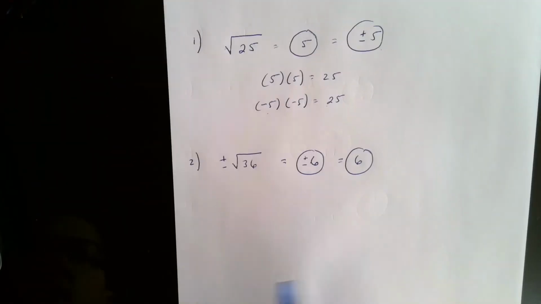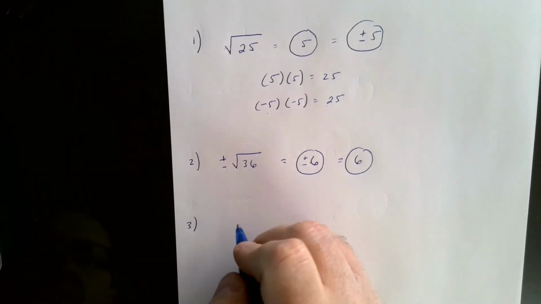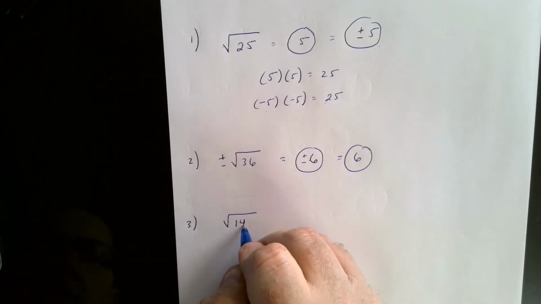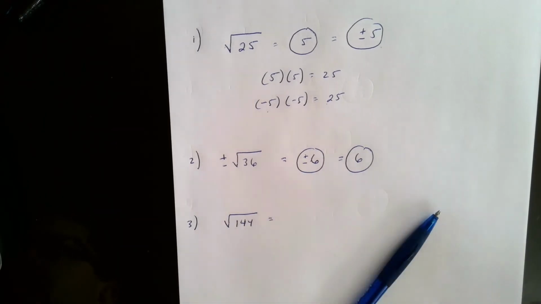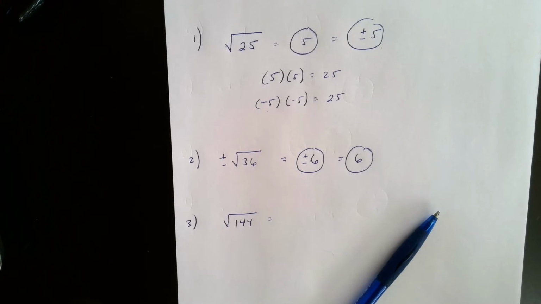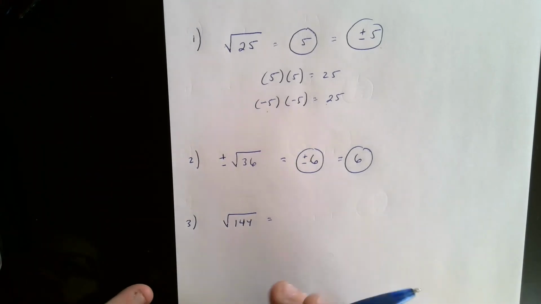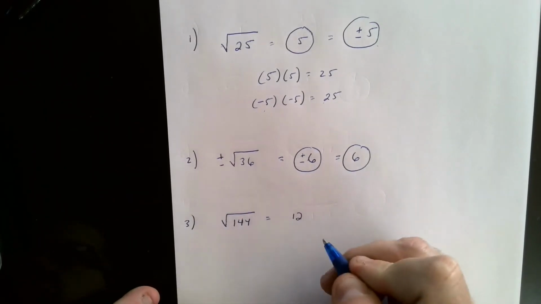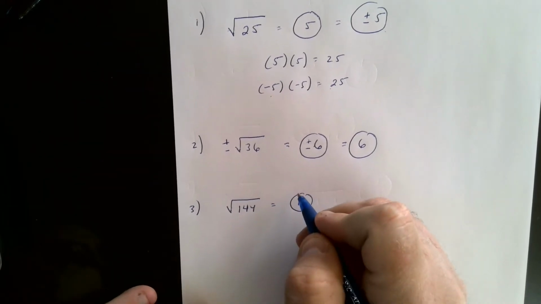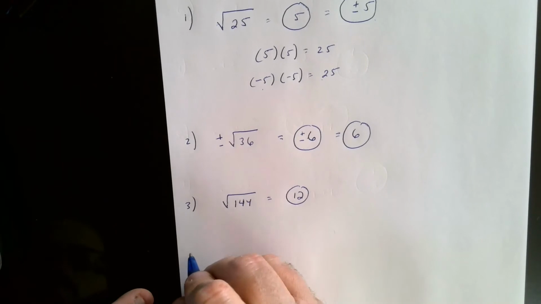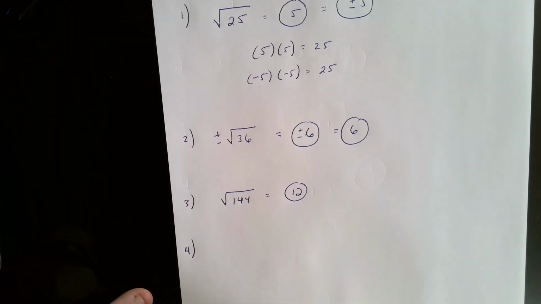Okay? Let's look at a simple one. Let's say you want to take the square root of 144. So once again, we're looking for what number times itself gives you 144. Well, that is 12 times 12. 12 times 12 is 144. Okay. Now, does every number have a square root?